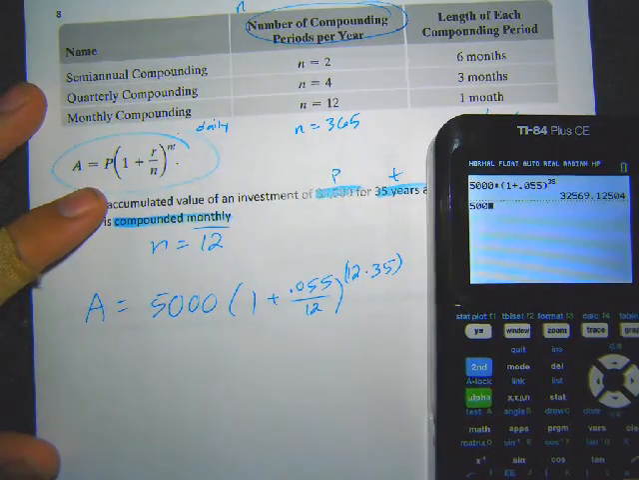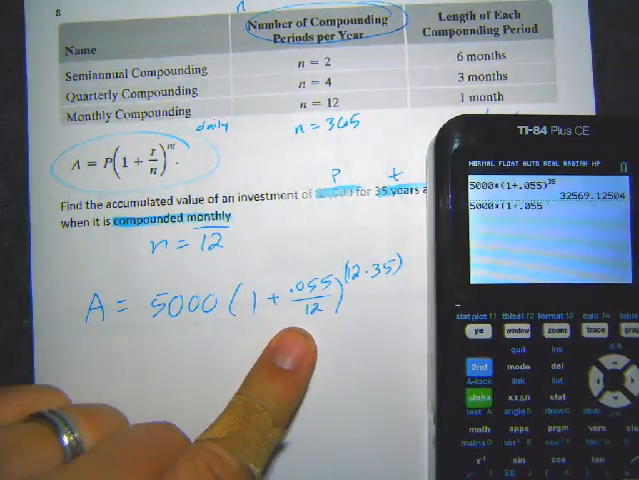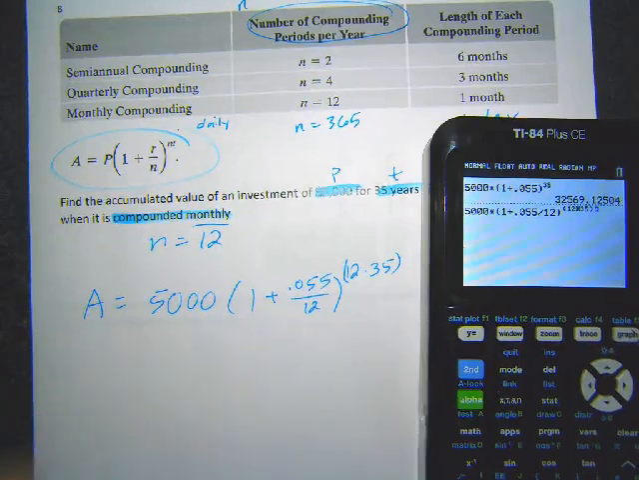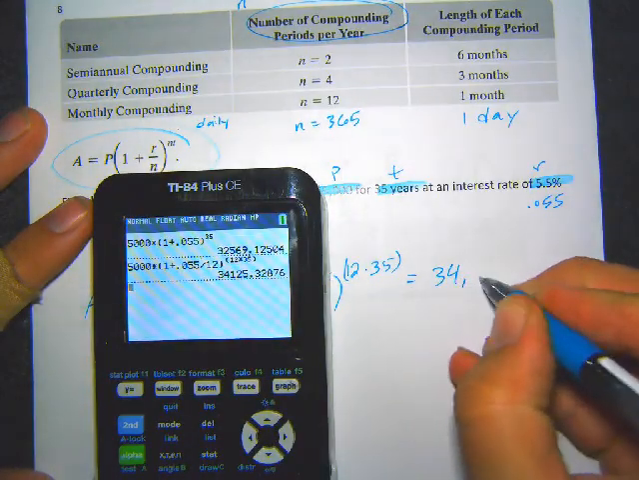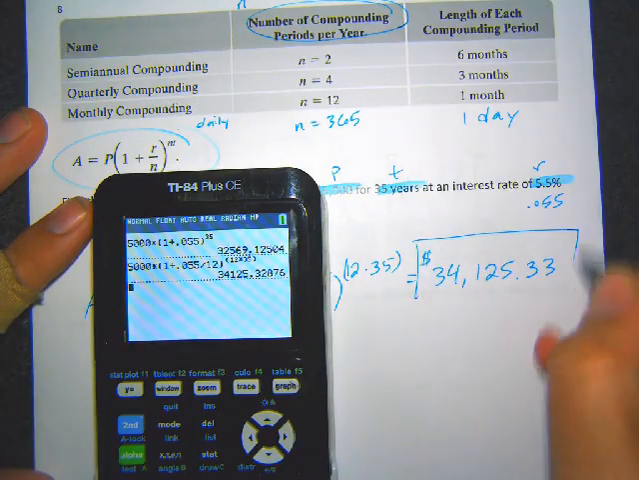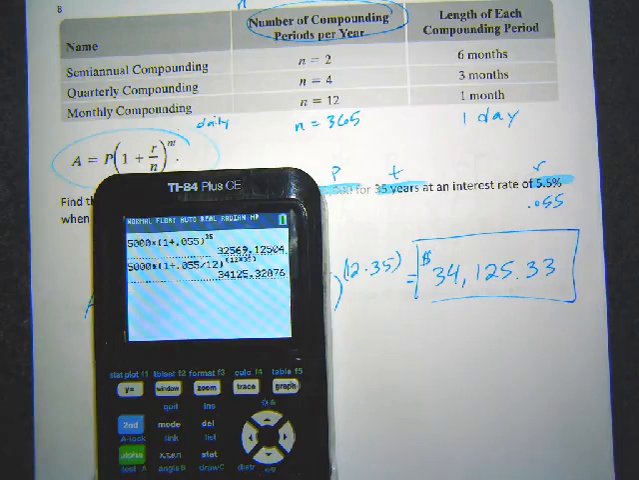Okay, so here we have 5,000 times parentheses 1 plus 0.055 divided by 12, because it's monthly compounding, to the power, and we do parentheses 12 times 35. We should make more money now because we're compounding once every month, not just once every year. And we do almost a couple thousand dollars more, right? This one turns out to be $34,125 and like 33 cents. I think it's not quite $2,000 more, I think it's like $1,600. That's $1,600 that we would not have made except we compounded more frequently.